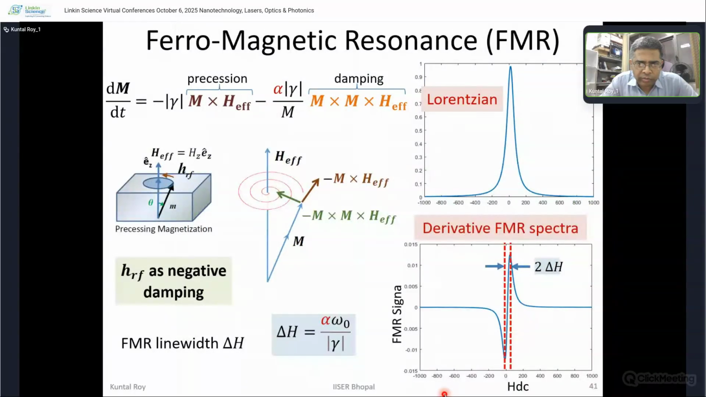After that, we have done an important measurement, that is ferromagnetic resonance. In ferromagnetic resonance, we have to keep the magnet rotating. That's why we need to put in an RF magnetic field that acts as a negative damping. So this is the Lorentzian, this is the resonance, and this is the derivative of the Lorentzian. And for the magnetic field and alpha, there is a simple relation that comes from the FMR theory. So we can calculate the alpha.